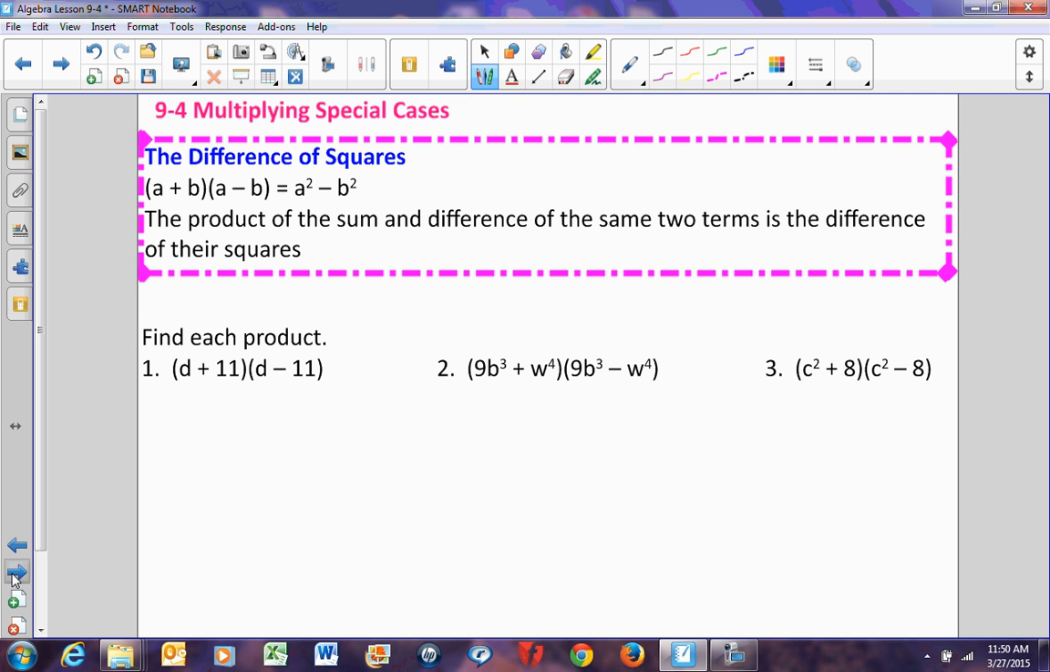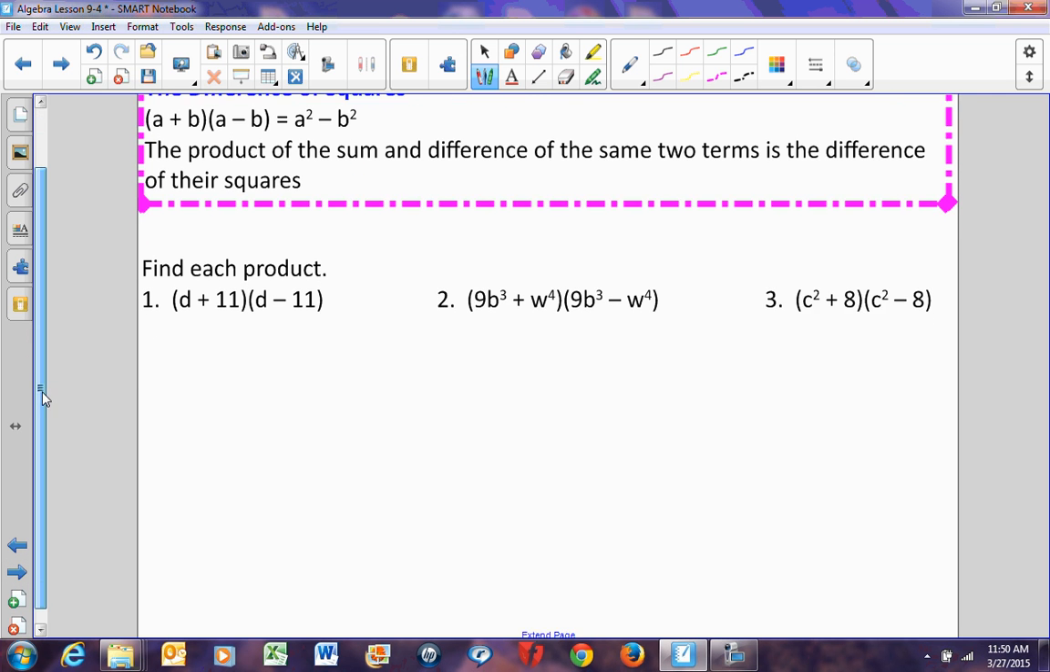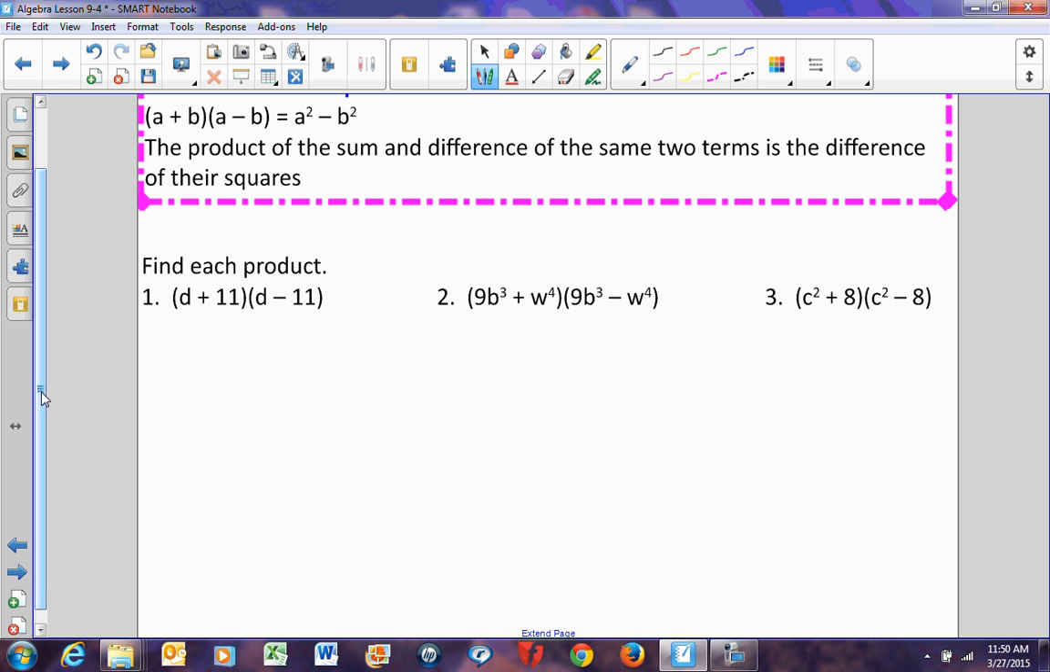So if we look at these examples, let's say we're going to find the product of d plus 11 times d minus 11. My a term is d, and my b term is 11. So I'm going to do a squared minus my b term squared. So I'm going to have d squared minus 121.